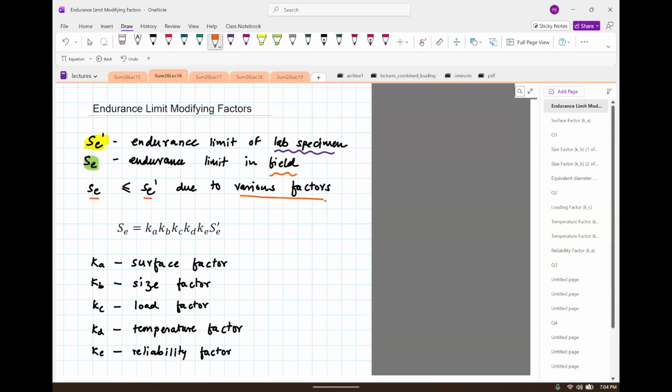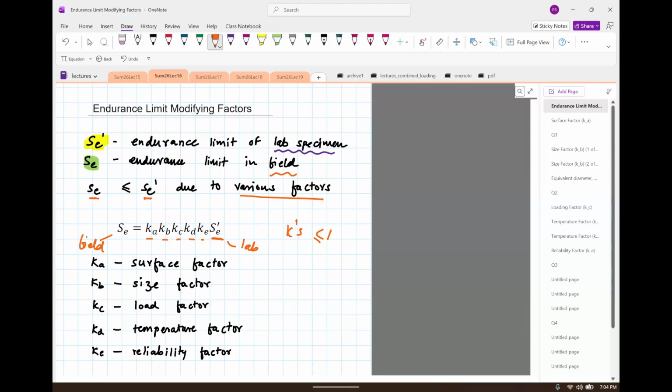There are five factors we'll consider: surface factor, size factor, load factor, temperature factor, and reliability factor. So if you're given the endurance strength of the lab specimen, and this is the field specimen, then you have these factors Ka, Kb, Kc, Kd, which when multiplied give you the new endurance strength. All these factors K are less than or equal to 1, so you can clearly see that Se is less than Se prime.